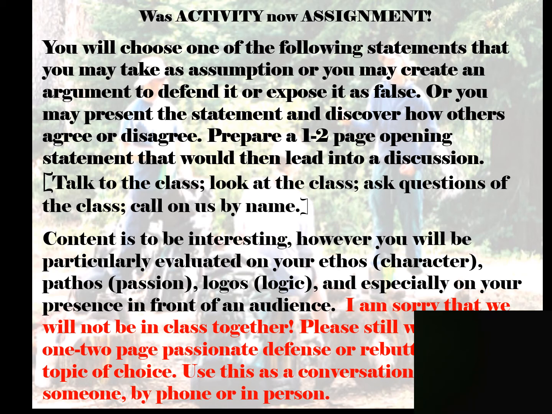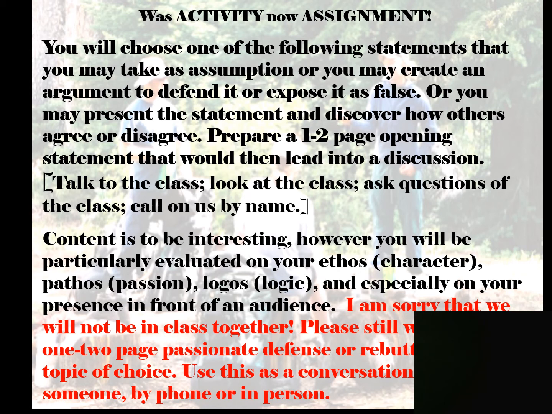Yes, remember, information content is to be interesting. However, if we were evaluating each other, you would be particularly evaluated on your ethos, meaning your character, your pathos, your passion, and your logos, which is, of course, logic. And especially we would be interested in this exercise in your presence in front of an audience. So you can't read all of that red part. I'm just saying that I'm sorry that we will not be in class together. This is a great activity in class.